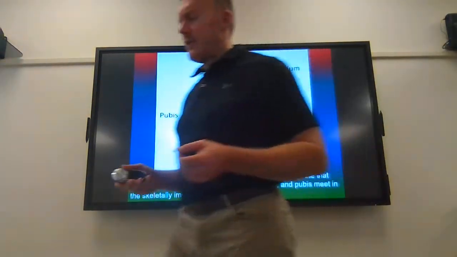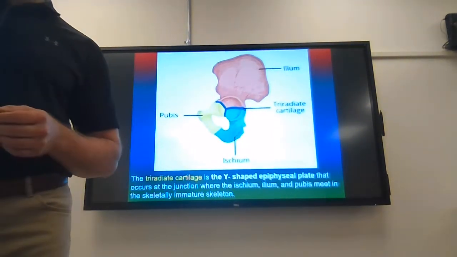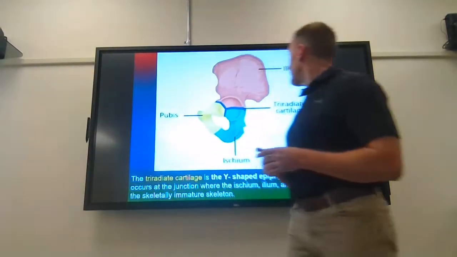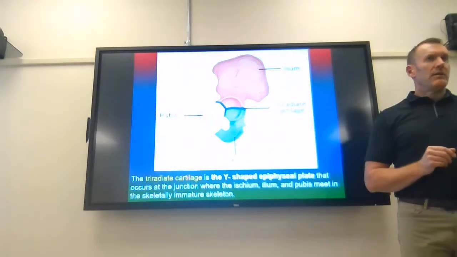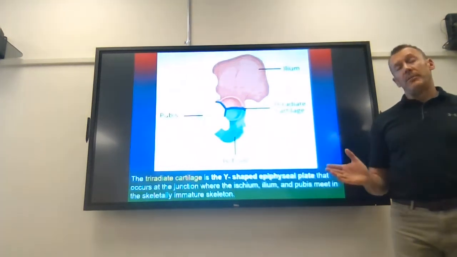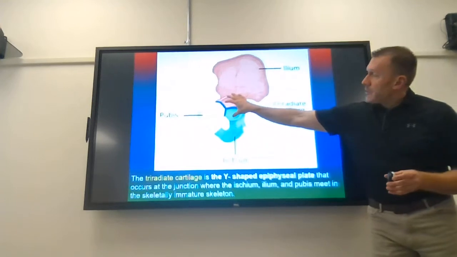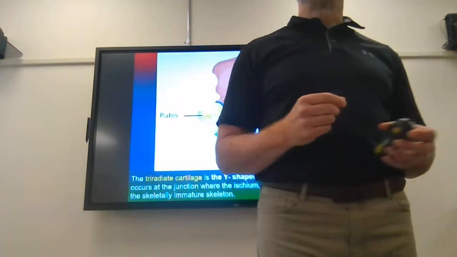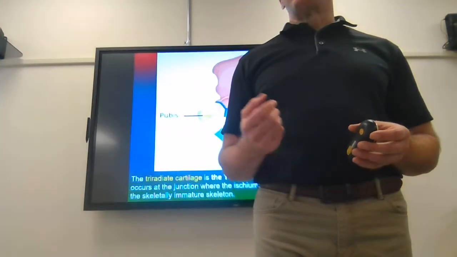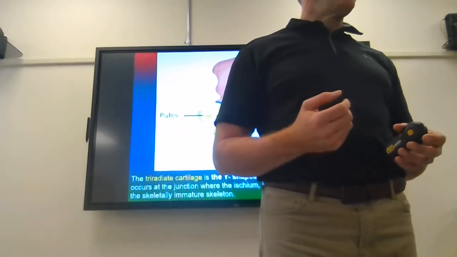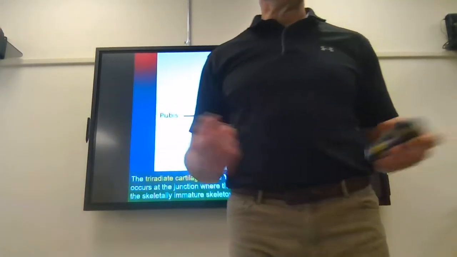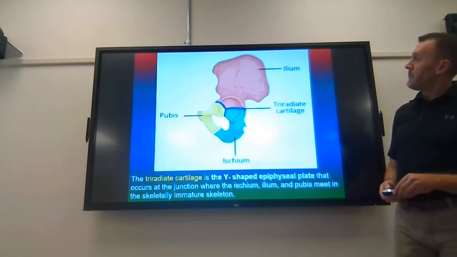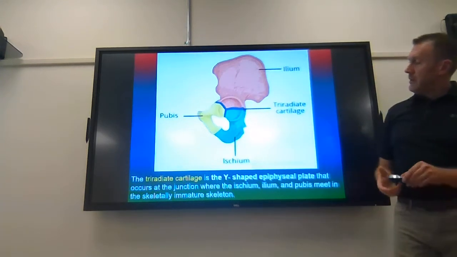So up to about 16 to 18 years of age, these bones are separate. They're separated by this triradiate cartilage. So at about 16 to 18 years of age, this will undergo ossification. So what does that word ossification mean, you think? Yeah, it turns into bone. So what's left, the remnant of the triradiate cartilage, is this growth plate, this epiphyseal line. So that happens at about 16 to 18 years old. Prior to that point, there are three separate bones. So you have the ilium, the pubis, and the ischium.